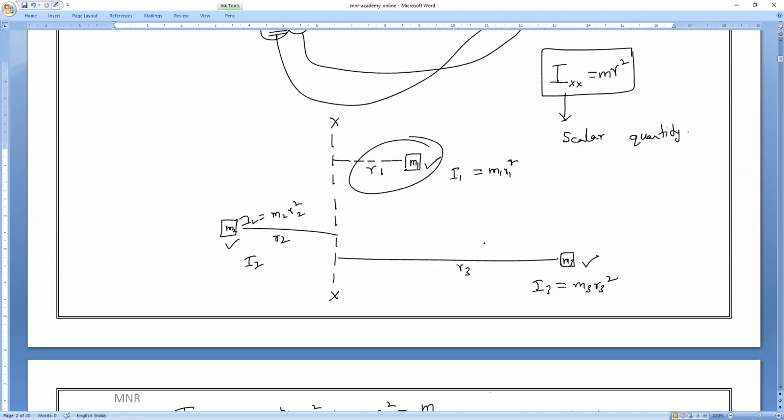One more thing I forgot to say: always remember R, wherever you take it, here or here, everywhere, R is always perpendicular to the axis. Have you noticed it? That is very important. R is always perpendicular to the axis of rotation. That is the most important thing. Okay, everybody? Clear, all of you?